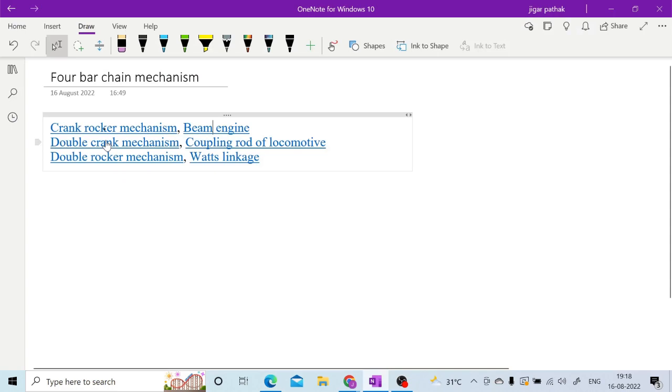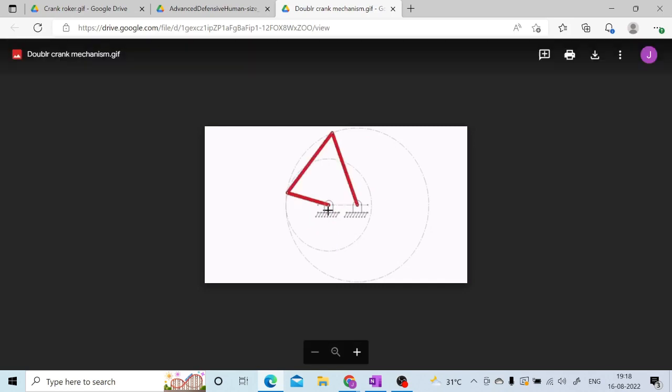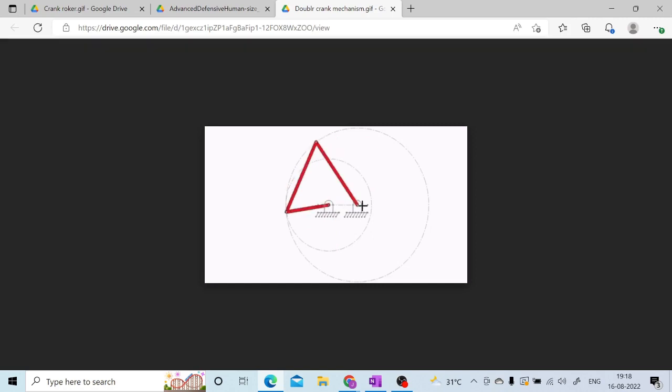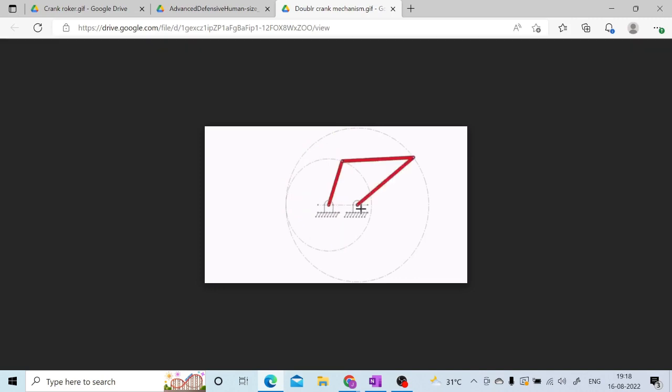Similarly, you can see on your screen the double crank mechanism. So you can get a double crank mechanism when the shortest link is fixed. Here you can see on screen, this is the shortest link which is fixed. That is why you are getting this double crank mechanism, because two links are having the full rotation, right?